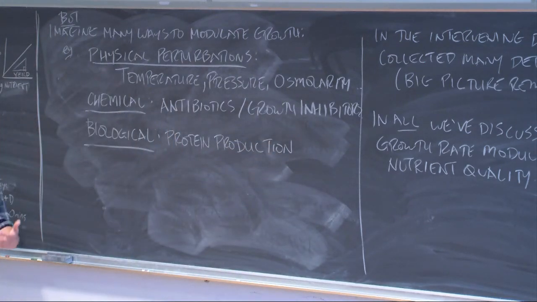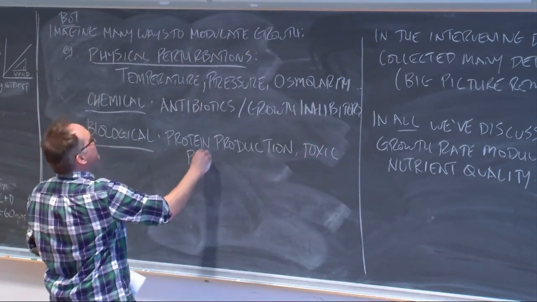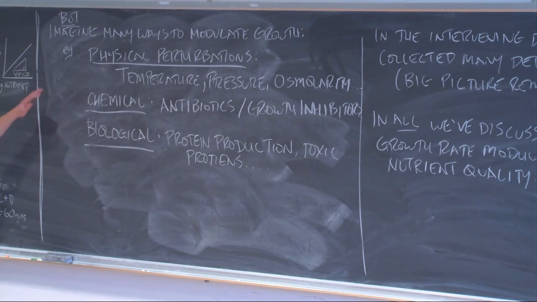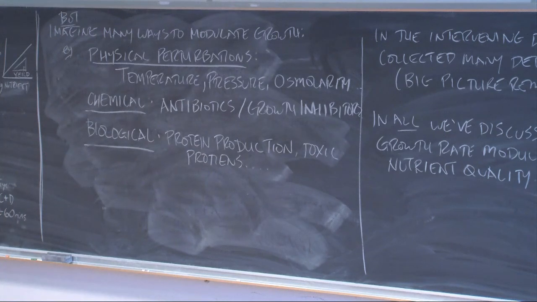Of course, if it's making something it doesn't need, it's going to grow more slowly. And other things you could have, toxic proteins, and we'll talk about that. Probably not today, but next week. And so these are fairly arbitrary distinctions, but I wanted to convey to you that changing the carbon source is not the only way to change the growth of these bacteria. And of course you knew that, but the variety is astounding. Because within each of these are hundreds of degrees of freedom, if you like.